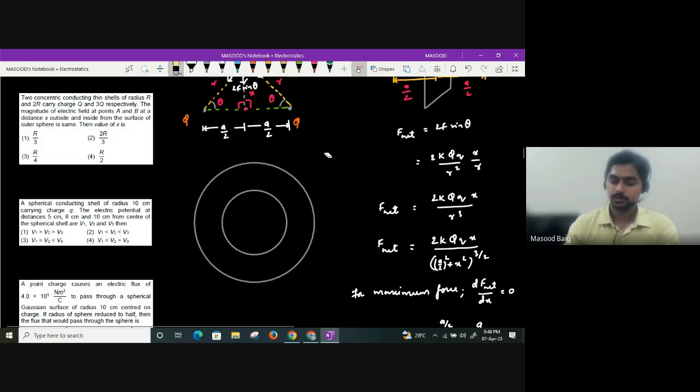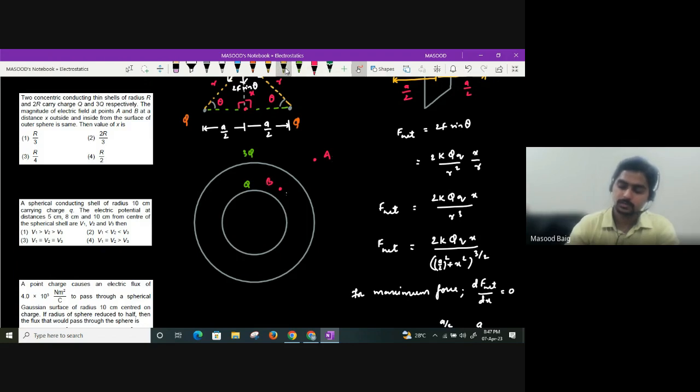You can imagine it is something like this. Two conducting thin shells of radius r and 2r carry charge. The inner shell is carrying a charge q, the outer shell is carrying a charge 3q. They are asking the magnitude of electric field at points A and B at a distance x outside and inside from the surface of the outer sphere. If this is the outer sphere, we have 2 points. One is a point somewhere over here, A, which is outside, and there is another point B inside, guys. You can take B somewhere over here, inside from the surface.